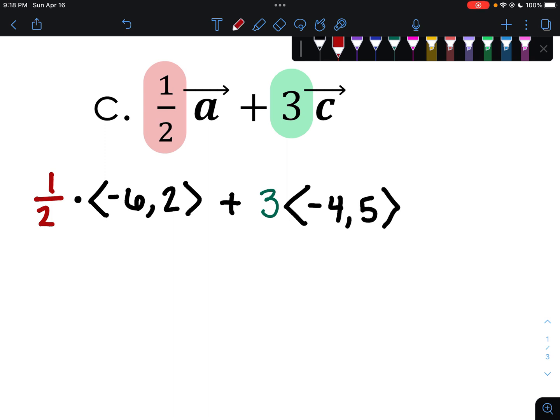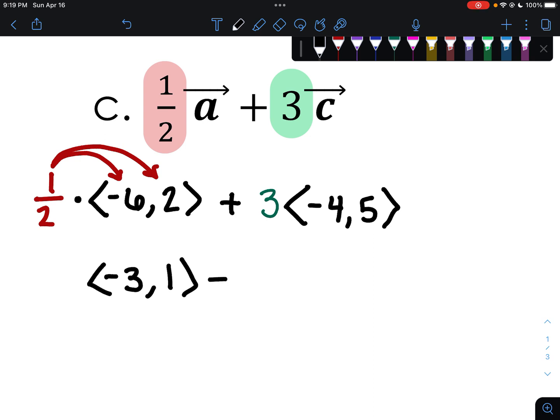I'm going to go ahead and distribute my 1/2 to -6. So 1/2 times -6 is a -3. Then I'm going to do 1/2 times 2. Half of 2 is 1. So there is that vector for us. Then I'm going to add when I distribute 3. So 3 times -4 is -12. 3 times 5 is 15.